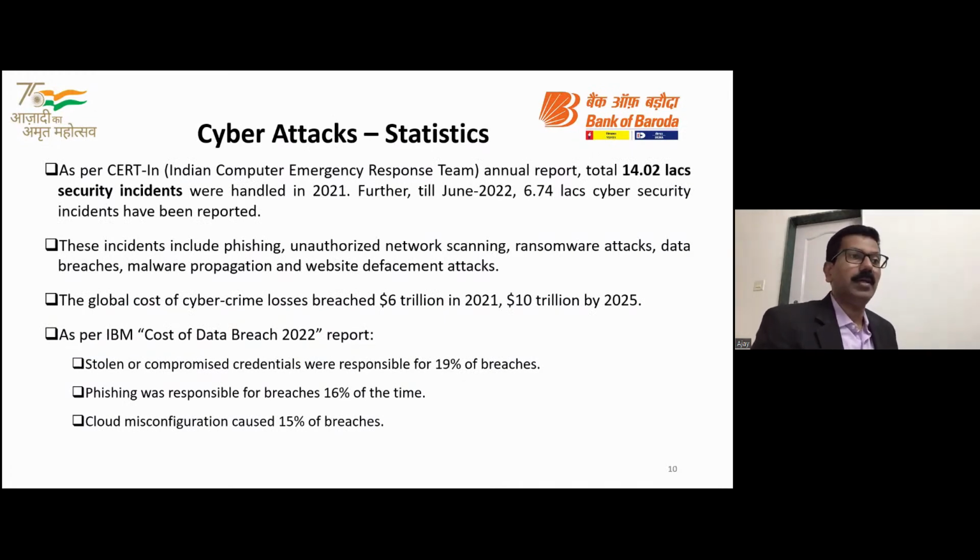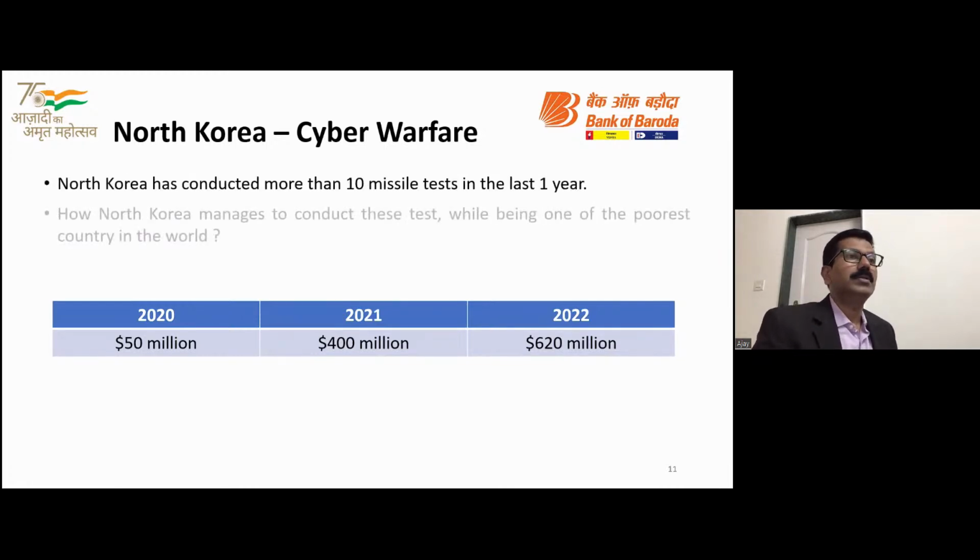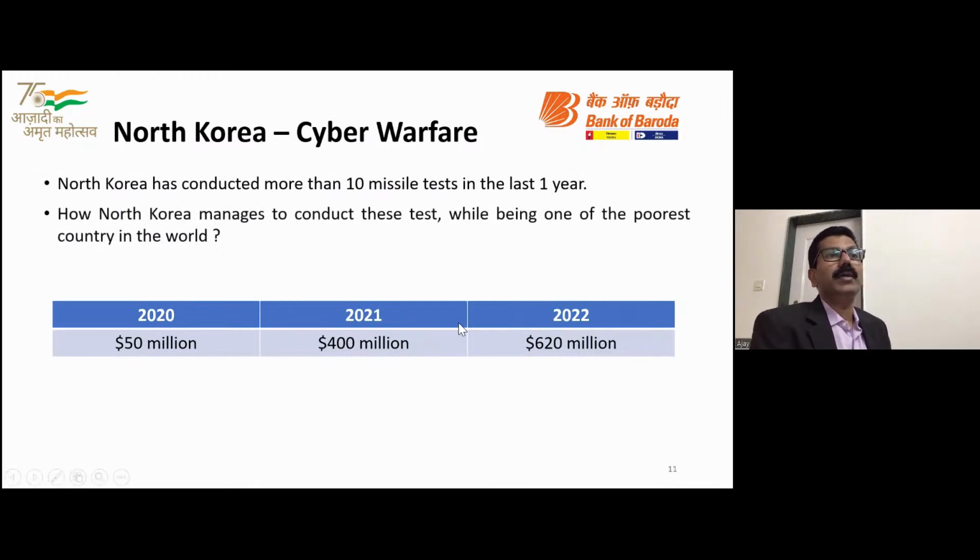But if you look at the trend in cyber security, the cyber attacks are happening with the sponsorship of various countries, state-sponsored attacks. Look at North Korea. I'll give you some statistics on North Korea. North Korea has conducted more than 10 missile tests in the last year. In the last 11 months, they conducted 11 missile tests from 20 locations. That is a new record set by them. How did North Korea manage to conduct these tests?